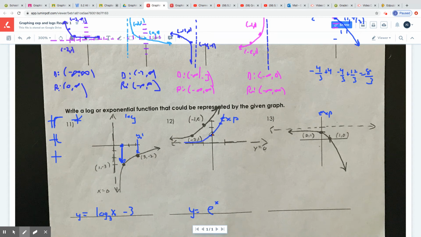Well, what's happening? What did I do here? Well, I moved it to the left 2. What happened here? Moved it to the left 2. This was at 1, becomes negative 1. So the only thing is I'm moving to the left 2. It didn't move up and down at all.